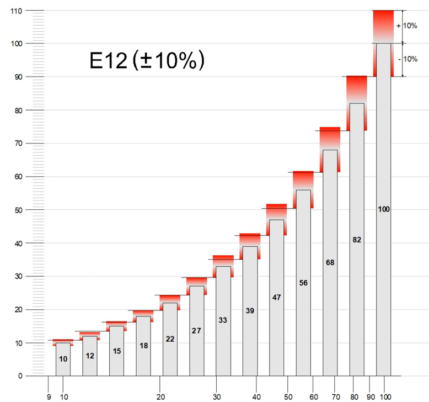4.22, 4.32, 4.42, 4.53, 4.64, 4.75, 4.87, 4.99, 5.11, 5.23, 5.36, 5.49, 5.62, 5.76, 5.90, 6.04, 6.19, 6.34, 6.49, 6.65, 6.81, 6.98, 7.15, 7.32, 7.50, 7.68, 7.87, 8.06, 8.25, 8.45, 8.66, 8.87, 9.09, 9.31, 9.53, 9.76 times 10 to the 192 values, 0.5% and lower tolerance. See notes in previous section.